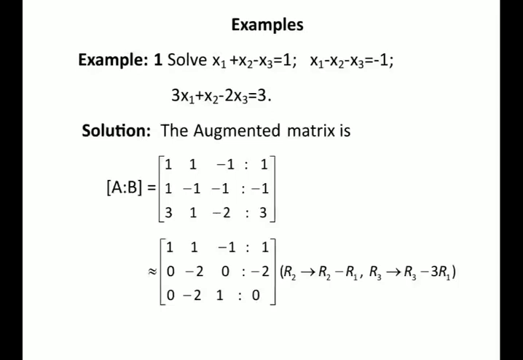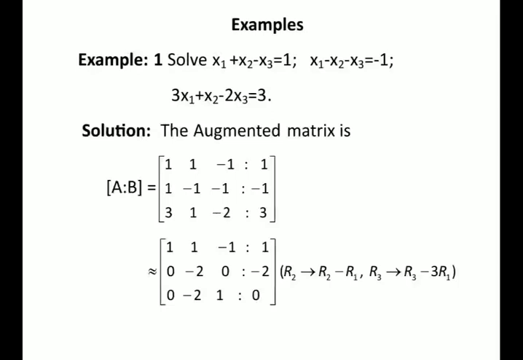Let us take one example in this. Solve x1 plus x2 minus x3 is equal to 1, x1 minus x2 minus x3 is equal to minus 1, and the third equation is 3x1 plus x2 minus 2x3 is equal to 3. It is just a continuation of the previous session. There we have seen one example, so let us take one more example in this session so that you can understand it better.